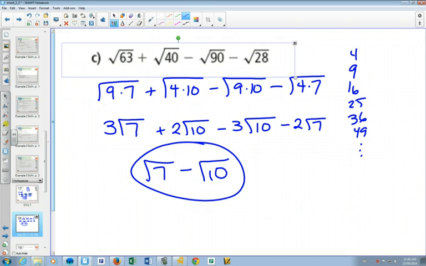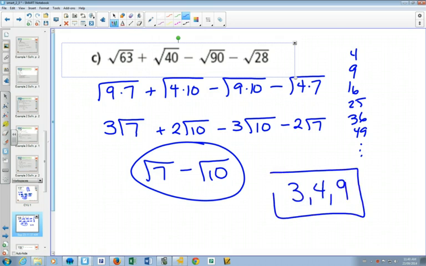Your homework questions you can do are numbers 3, 4, and 9 for this one.